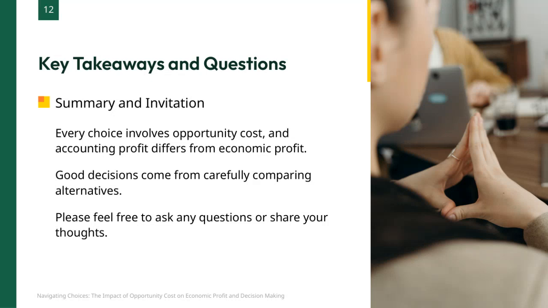To wrap up, remember that every choice we make comes with an opportunity cost, meaning choosing one thing usually means giving up something else. Also, it's important to understand that accounting profit isn't the same as economic profit, as economic profit takes those opportunity costs into account. Making good decisions means carefully weighing the alternatives and thinking through the trade-offs.